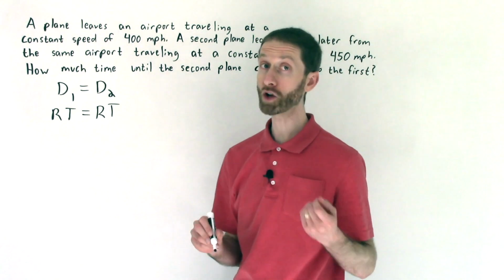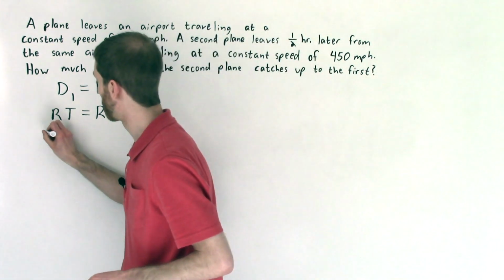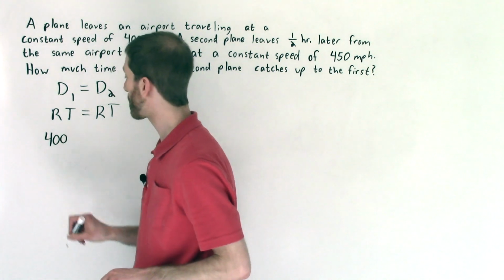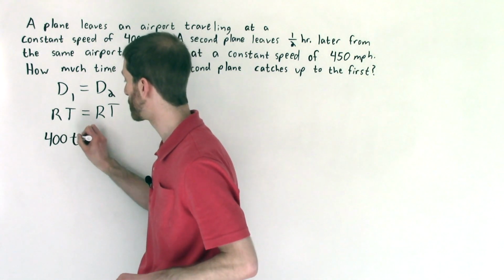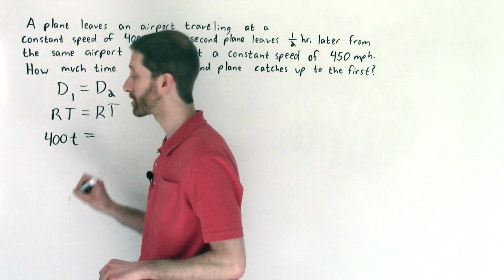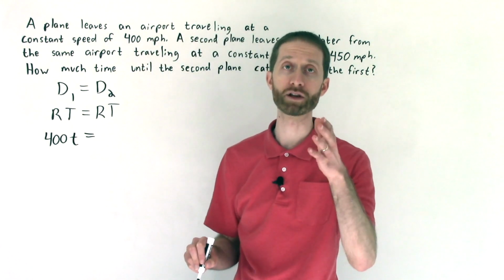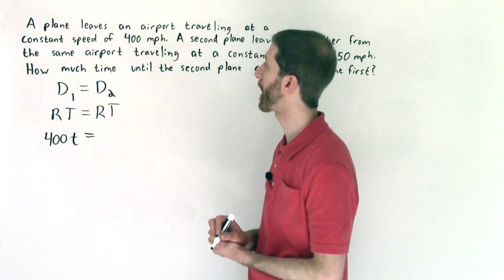Well, that would be 400 miles per hour times the time. So 400 times the amount of time, and we'll call time t. T equals the amount of time in hours. That's the distance plane 1 will travel, 400 miles for every hour t. So t equals the number of hours.